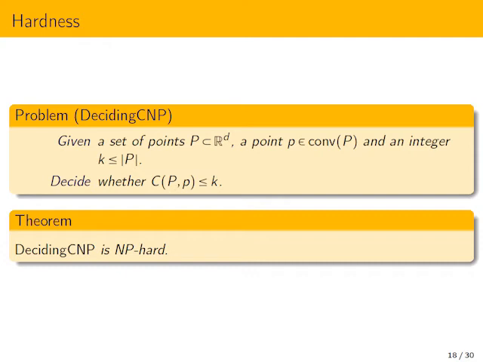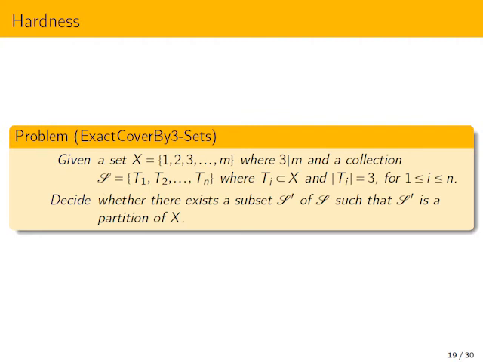We reduce the exact cover by 3 sets problem to the deciding CNP problem. In exact cover by 3 sets, we are given a universal set of m elements, where m is a multiple of 3, and a collection of subsets of it, each of size 3. We want to decide if there is a partition of the universal set using a subset of the collection. Exact cover by 3 sets is a variant of the exact cover problem, and it is known to be NP-complete.